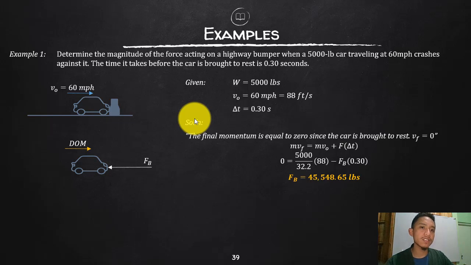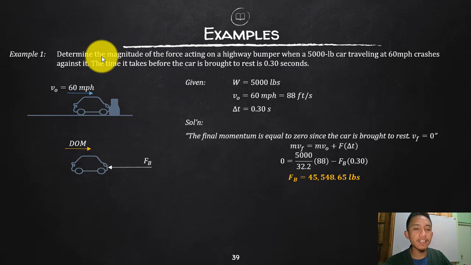So number one is to determine the magnitude of the force acting on a highway bumper. If you say highway bumper, if you look at this figure, those highway bumpers are these that serve as a safety precaution. If ever a vehicle loses control, it will serve as a barrier. Maybe you have noticed this in between highways with the opposite flow of traffic. You can see this barrier if there is no fixed barrier. So we call that one a highway bumper.